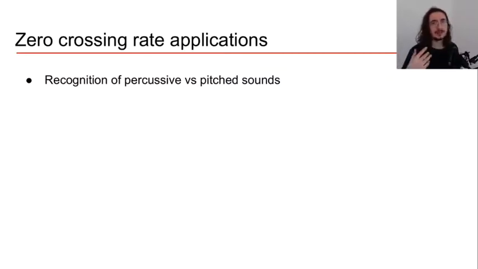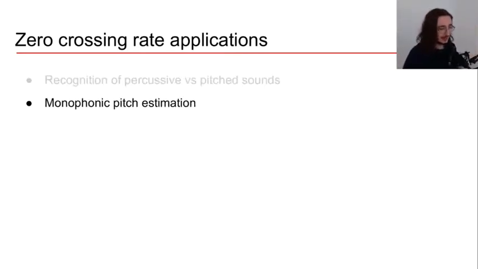As I said, zero crossing rate is extensively used in speech recognition, as well as in music processing. So we can use zero crossing rate for recognizing percussive versus pitched sounds. That's because percussive sounds usually tend to have quite a random zero crossing rate. So they tend to change the zero crossing rate quite a lot, whereas pitched sounds tend to be way more stable in the zero crossing rates.